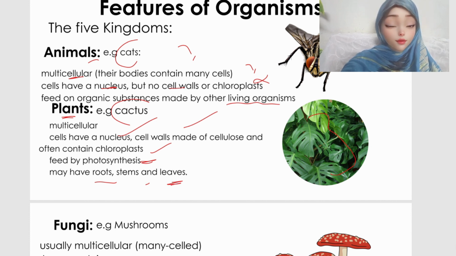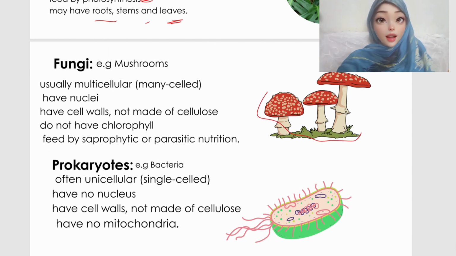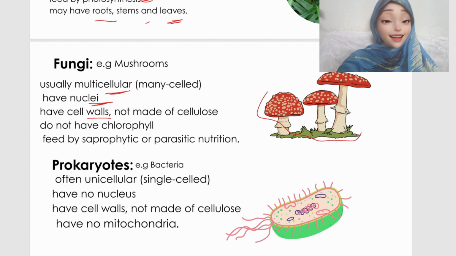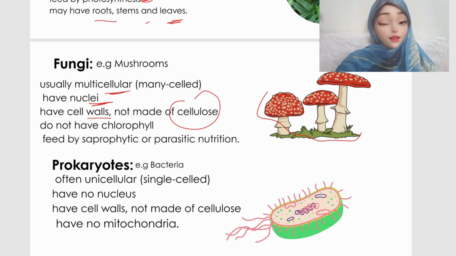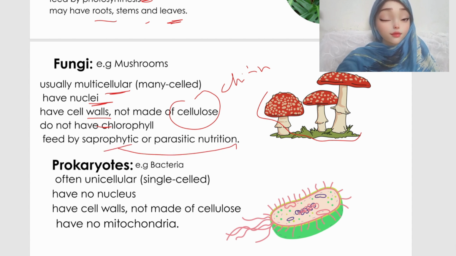Okay, now let's move on to the fungi. For example, all mushrooms are fungi, and mushrooms are also multicellular. They also have nuclei. They also have a cell wall, but this time the cell wall is not made up of cellulose but another chemical component, chitin. They don't have chlorophyll, and they feed by saprophytic or parasitic nutrition. Saprophytic means they can feed on dead, decaying organic matter.